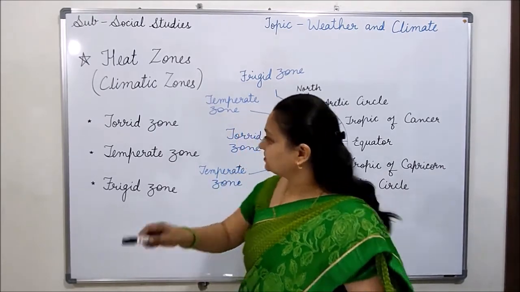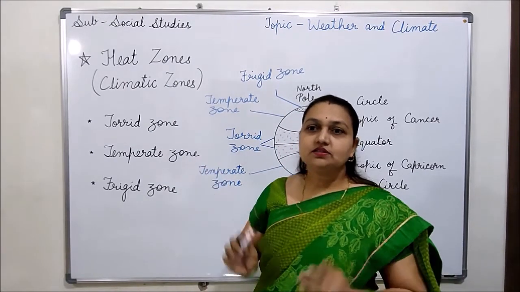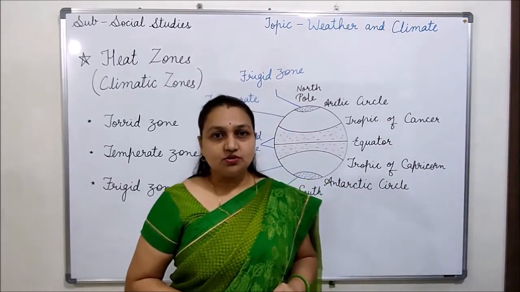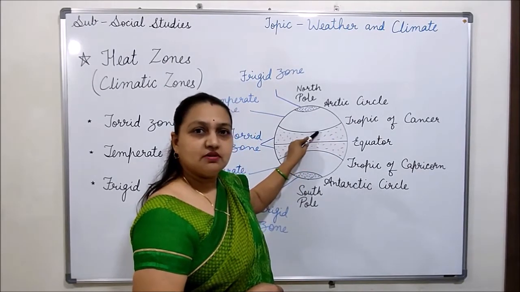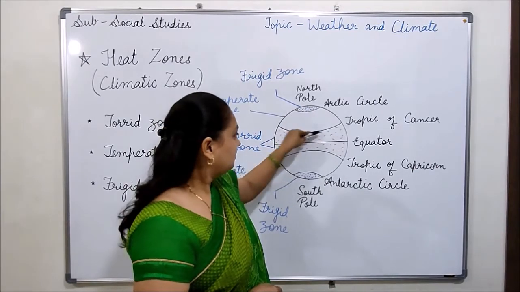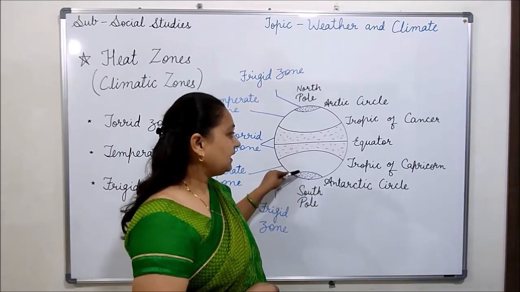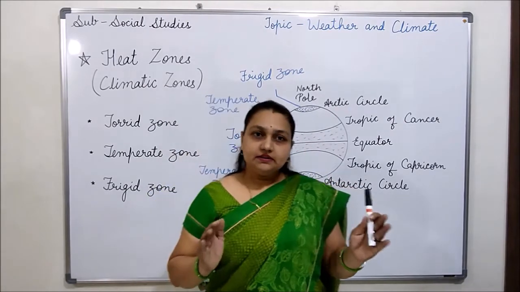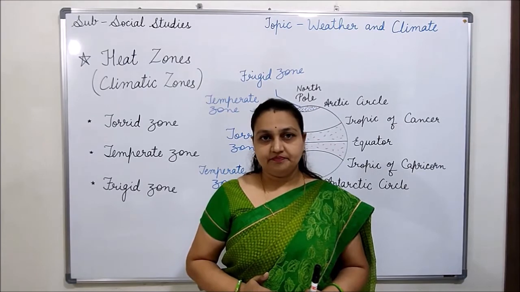Now come to the next zone, which is the temperate zone. It is also known as the temperate region. The temperate zone lies from the Tropic of Cancer to the Arctic Circle in the northern hemisphere and the Tropic of Capricorn to the Antarctic Circle in the southern hemisphere. This zone has a moderate climate.